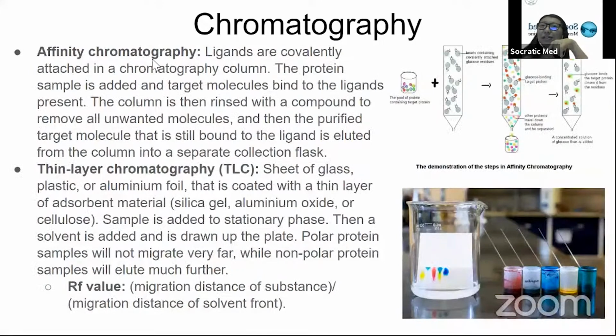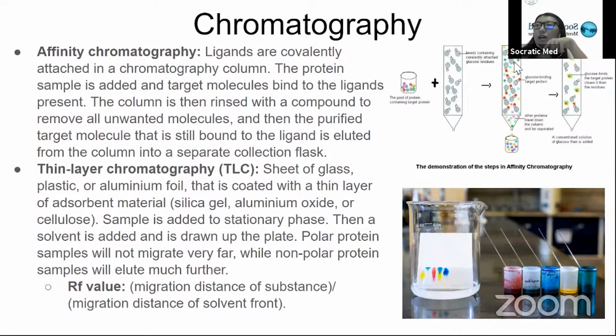And then there's also affinity chromatography, which is a little bit more specific. Ligands are covalently attached in a chromatography column. Like you can see here, we have beads containing covalently attached glucose residues in this particular example. And then we're adding the pool of proteins that we're trying to separate, and we're putting it in the column here. Once these proteins are added, the target molecules that we're trying to get would be the ones that bind to the ligand.